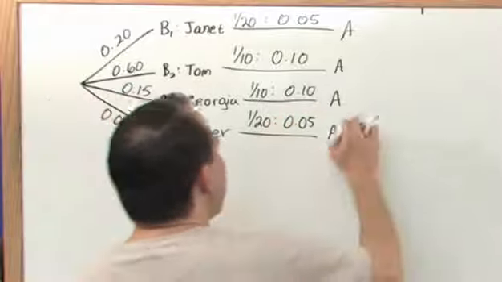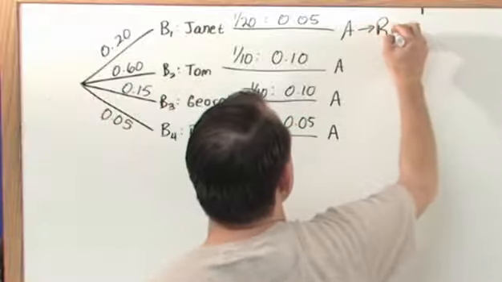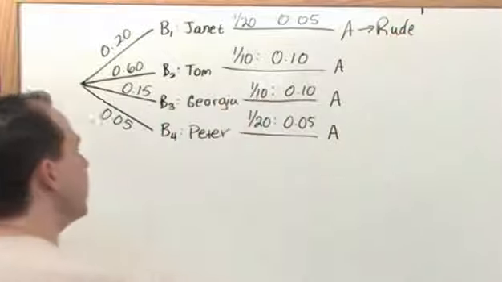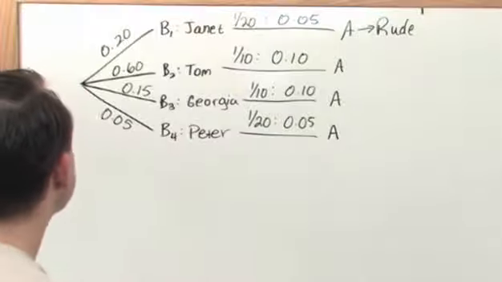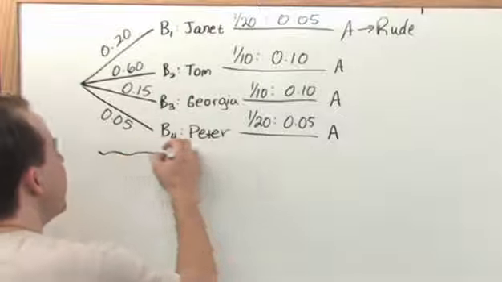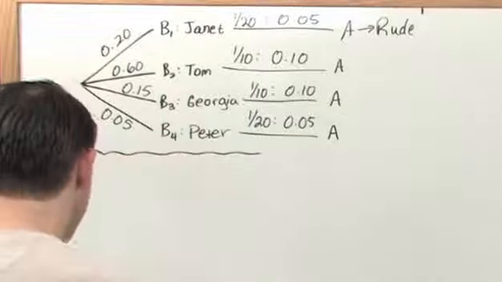And we know that event A is being rude, or being treated rudely. That's what event A is. Okay, so we have doctors and rudeness. So how do we proceed? It's Bayes' theorem, obviously. So what we want to do is we want to write down.